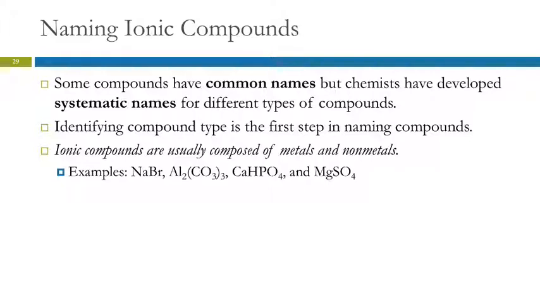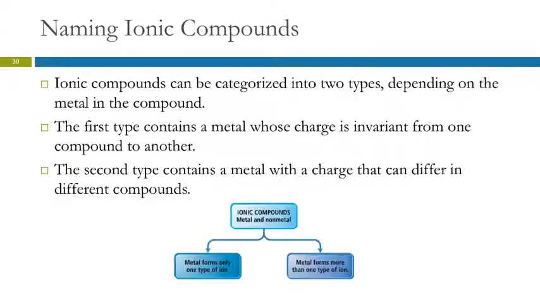So we have to identify that it is an ionic compound before we can apply the rules for naming the ionic compound. Here are some examples. And you identify these by looking at the first element. Here it's a metal, that's an ionic compound. Aluminum's a metal, ionic compound. Calcium's a metal, ionic compound. Magnesium, metal, ionic compound. Okay? The only exception is when it starts with NH4. That's also an ionic compound.